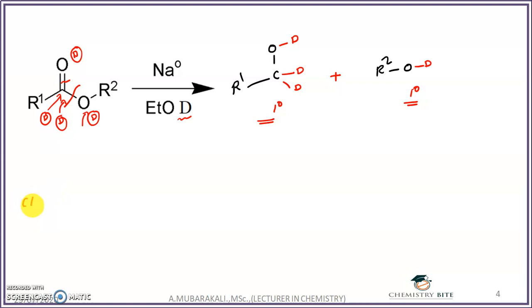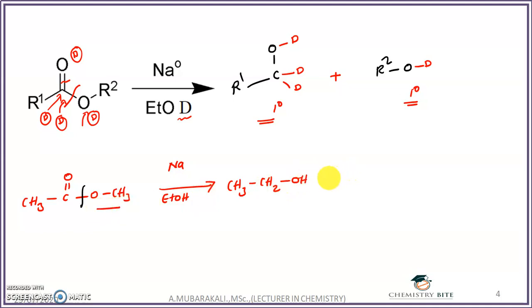Suppose I take methyl acetate, CH3-C double bond O, OCH3. So this is methyl acetate. When I react methyl acetate with sodium in the presence of ethyl alcohol, what will be the product? Very simple. Just break the bond here and add the hydrogens. This CH3CO part gives a 2 carbon alcohol. What is the 2 carbon alcohol? It is ethyl alcohol, CH3CH2OH. On the right hand side you have only 1 carbon. What is the 1 carbon alcohol? Methyl alcohol. So whenever methyl acetate reacts with sodium in the presence of ethyl alcohol, you will get 1 mole of ethyl alcohol and 1 mole of methyl alcohol.